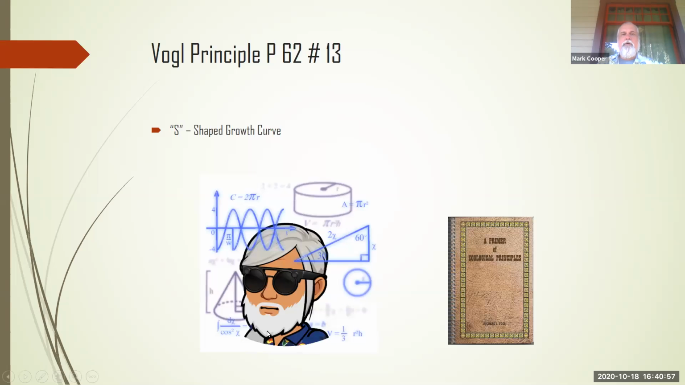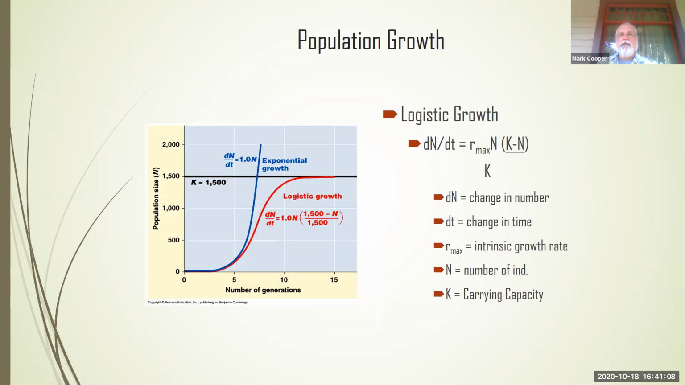All right, so that is Vogel's principles, page 62, number 13, the S-shaped growth curve. So what we would like you to understand is that there is a carrying capacity. There is a curve that happens that should limit populations. Again, there are factors that I mentioned, like food, water, some limiting resource that limits a species.